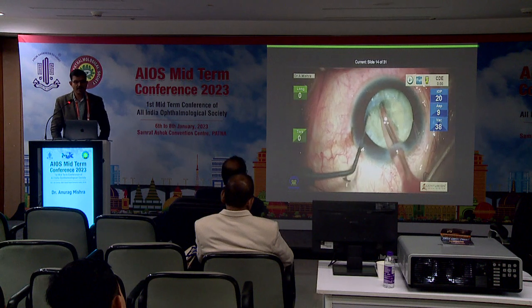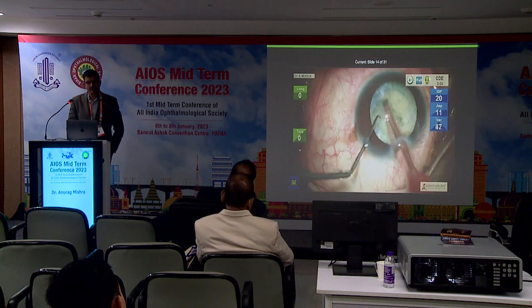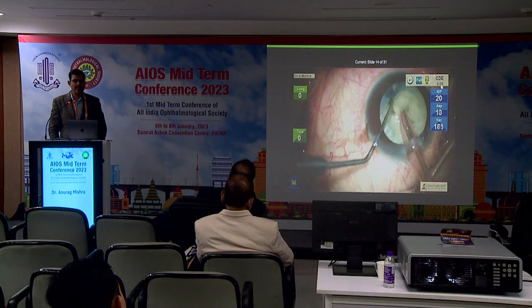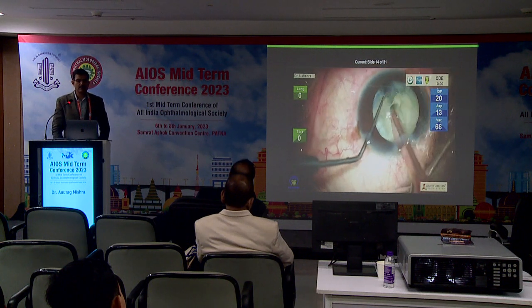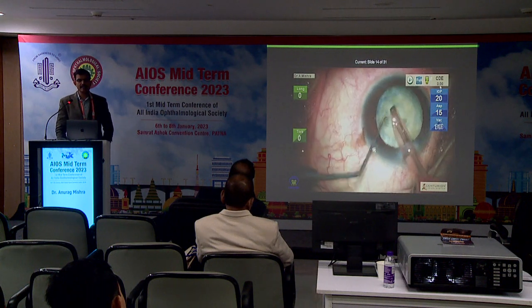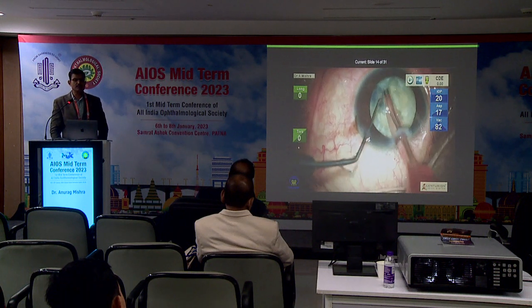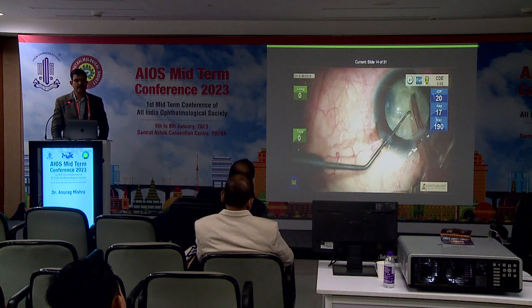So if you have a high vacuum setting and using only fluidics to operate on a soft cataract, the IOP does have a role to play. So the second instrument, of course, plays a role to levitate the nuclear pieces out of the bag so that they can be consumed using only vacuum and not using any power at all.